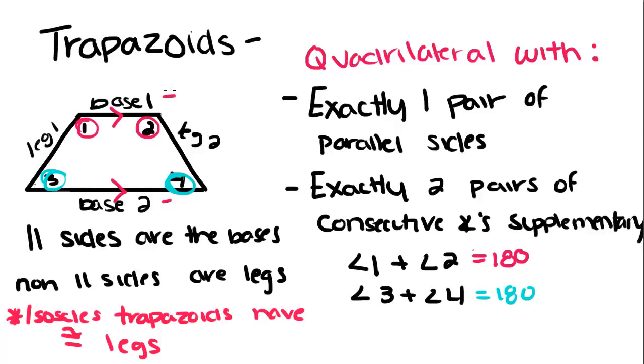So like I said, the parallel sides are called the bases, and the non-parallel sides are called legs. So these two right here are legs. And in an isosceles trapezoid, these legs are congruent. But that's only in an isosceles trapezoid.